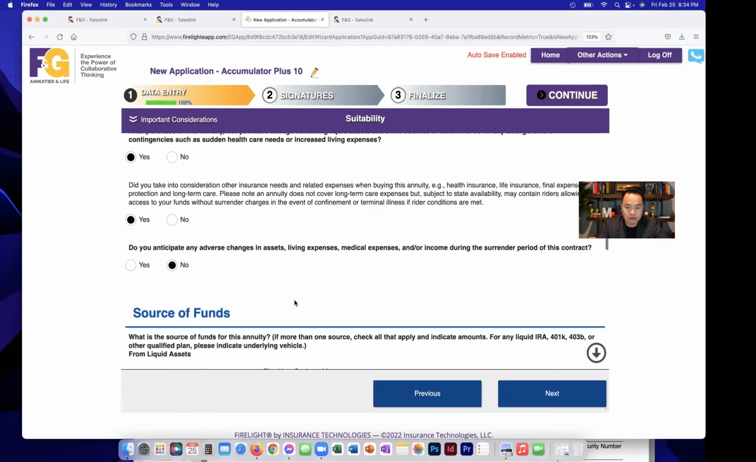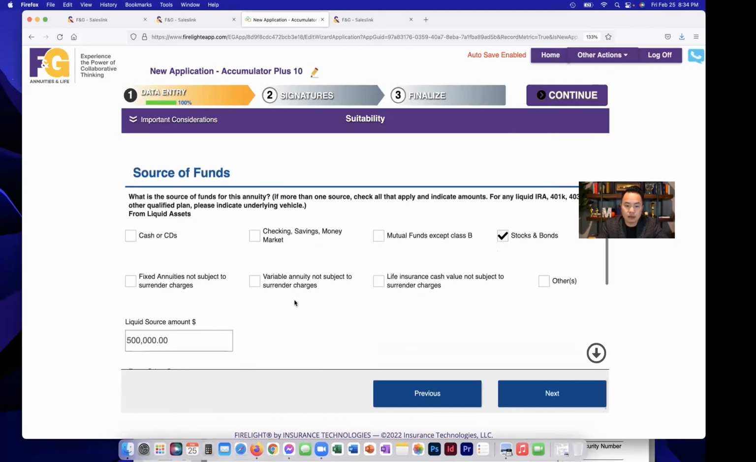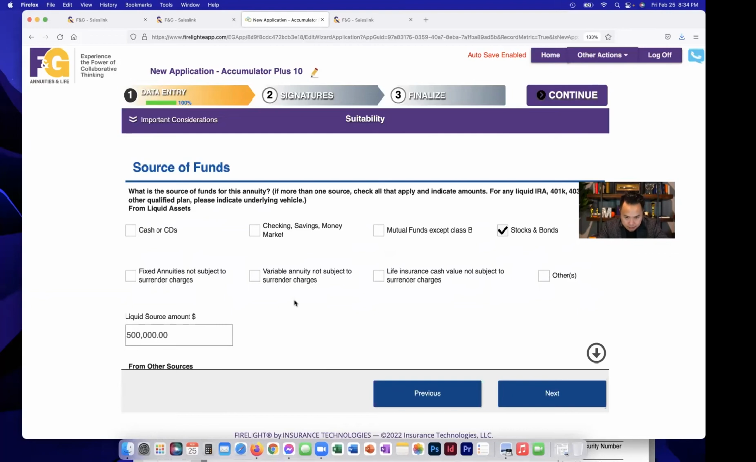Okay, so source of funds. All right, here's another confusing part. Source of funds. Here's another one that Amanda said a lot of people just get wrong all the time. So this is stocks and bonds. Consider the ones that I have right here. Okay, it's a 401k, and it is 500,000.